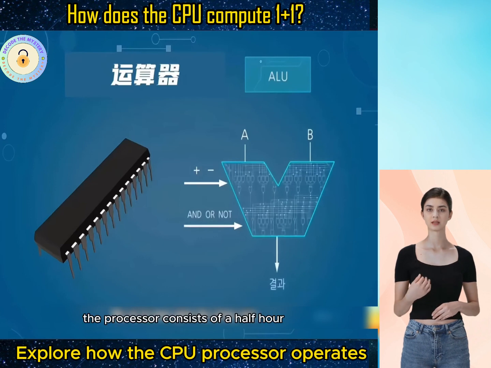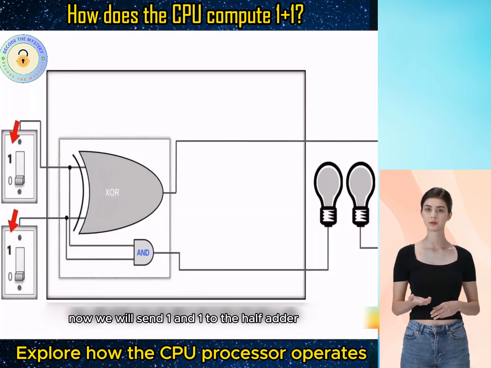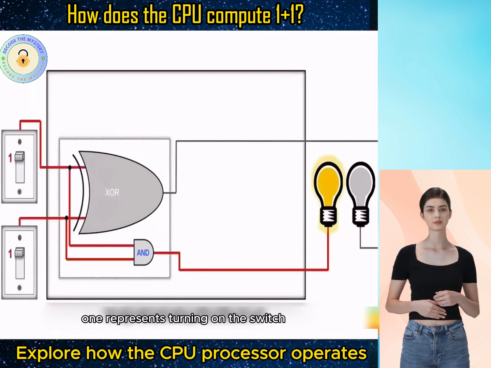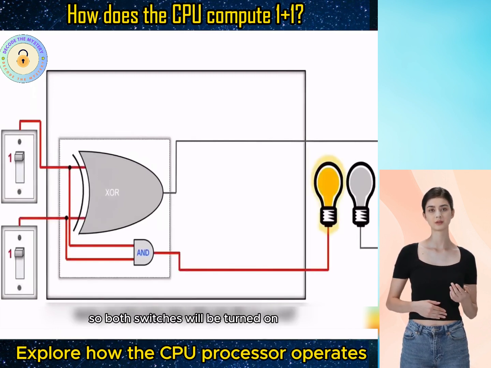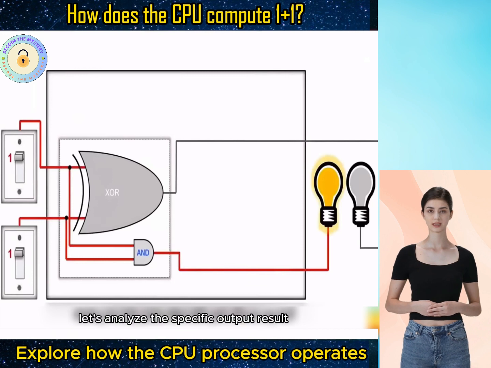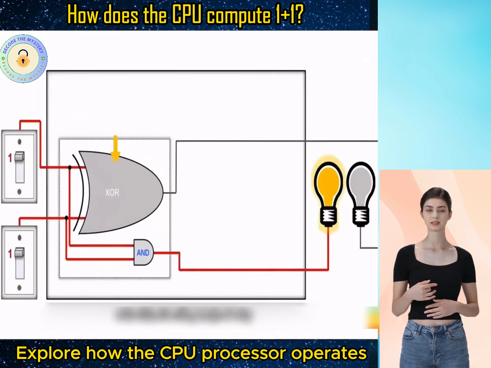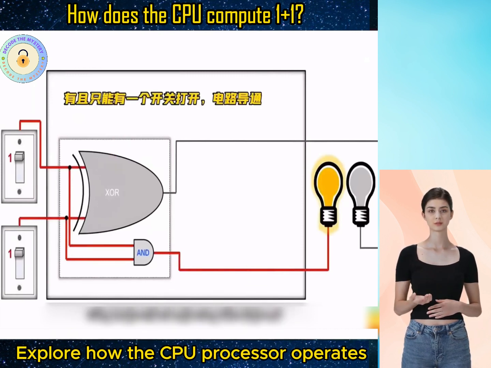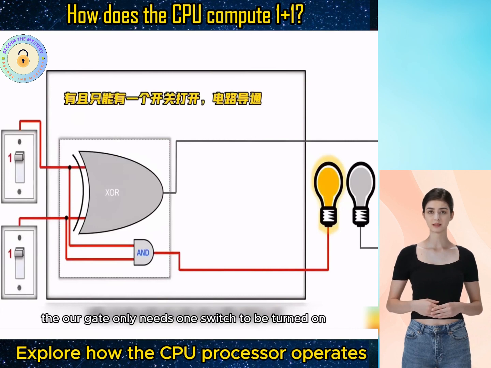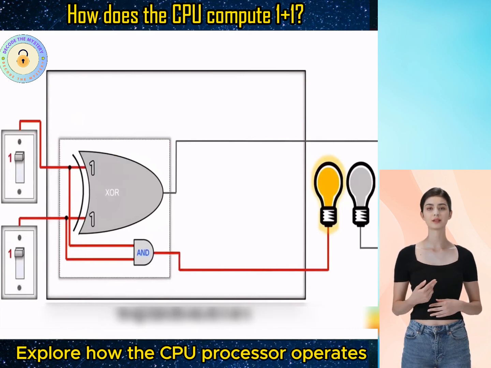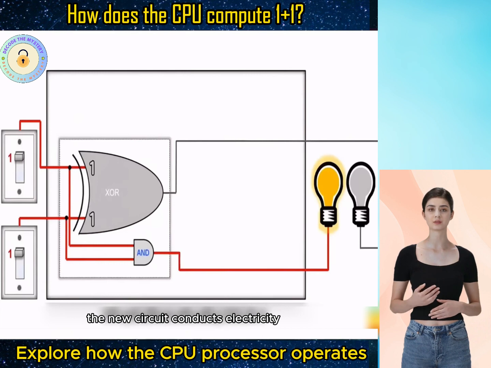The processor consists of a half adder. Now we will send 1 and 1 to the half adder. 1 represents turning on the switch. So both switches will be turned on. Let's analyze the specific output result. First is the OR gate here. As mentioned earlier, the OR gate only needs one switch to be turned on for the circuit to conduct electricity.